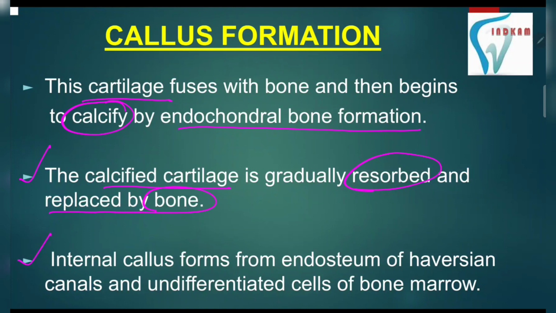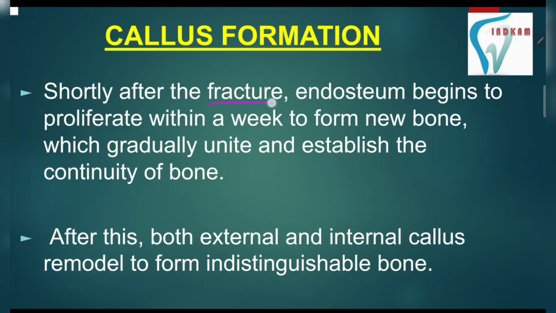Internal callus forms from the endosteum of the Haversian canal and undifferentiated cells of bone marrow. Shortly after the fracture, the endosteum begins to proliferate within a week to form new bone, which gradually unites and establishes the continuity of the bone. After this, both external and internal callus remodel to form indistinguishable bone. So, this is how the fracture wound is healed.